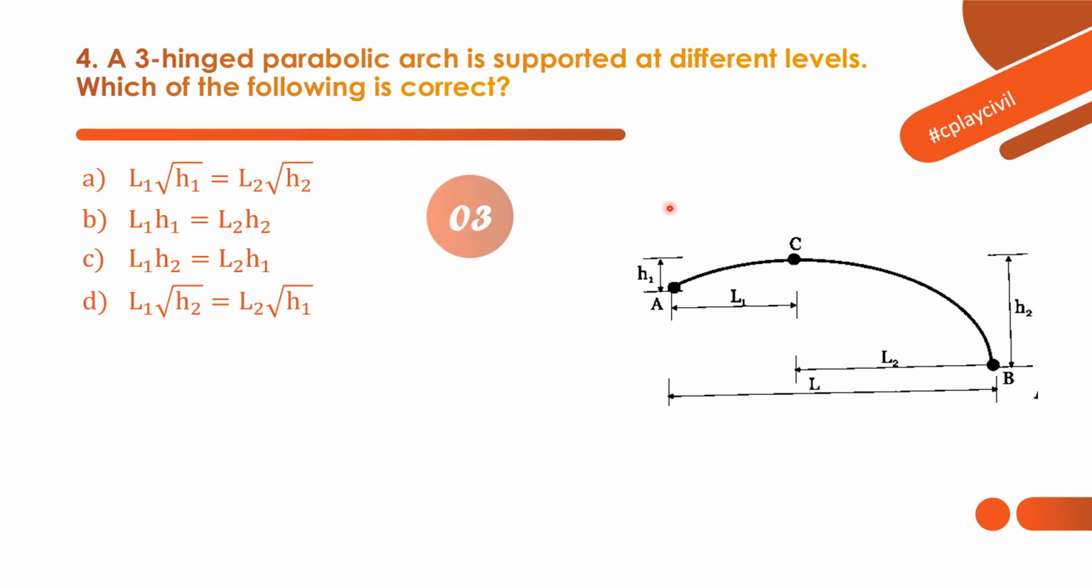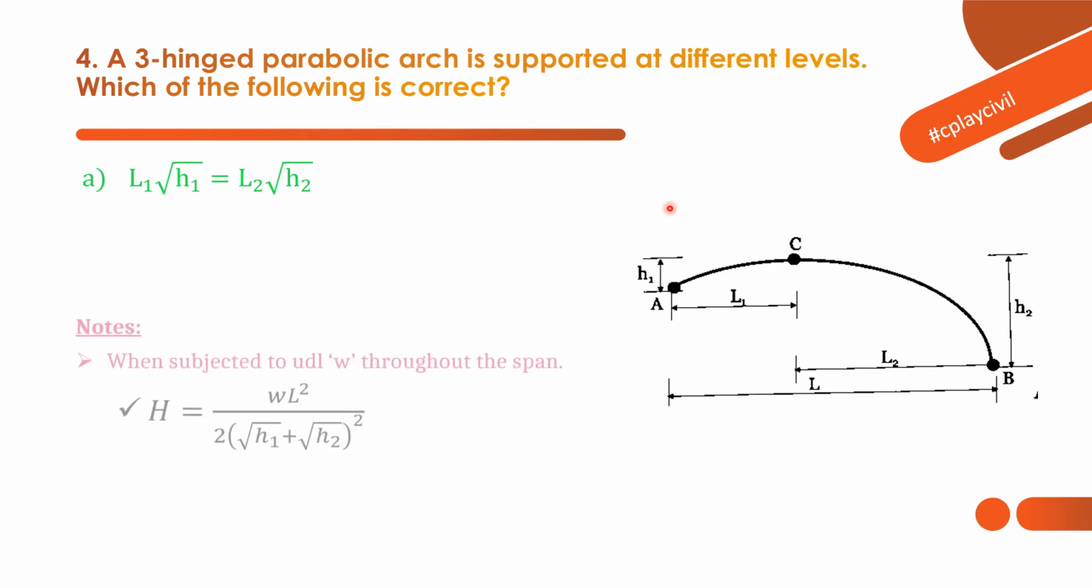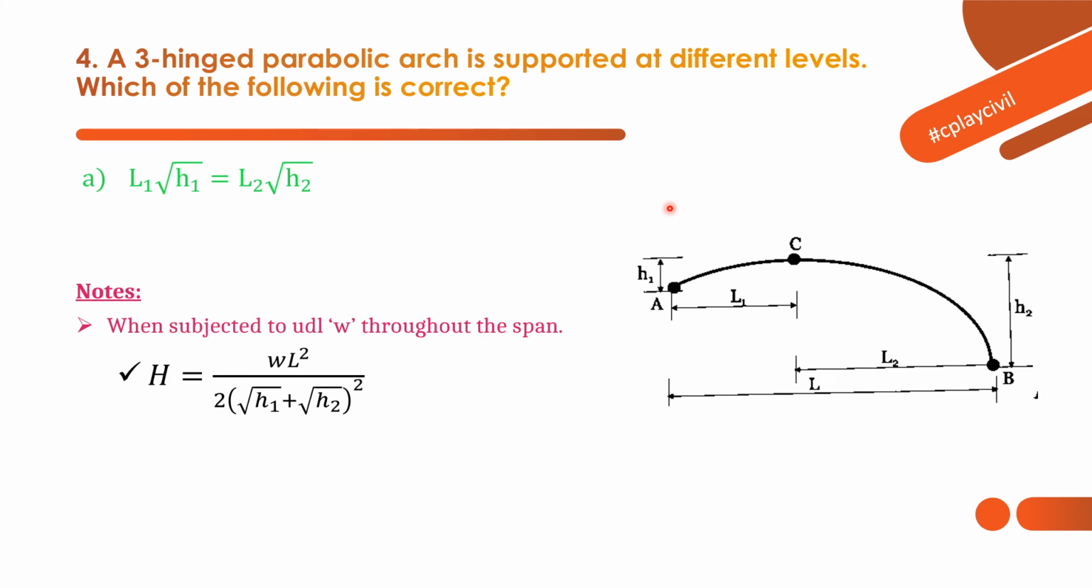This is a different thing: supports at different levels, and a three-hinged parabolic arch. Option A is correct: L1 root h1 equals L2 root h2, because it is a parabolic arch, which is why x square by y is equal to a constant. We can remember this equation so that we can get one height when all other three data are given. L1 root h1 is equal to L2 root h2.